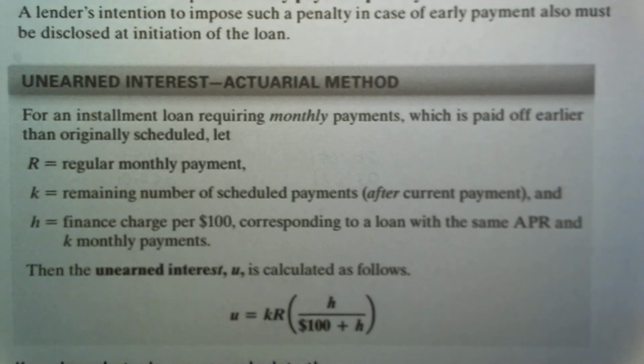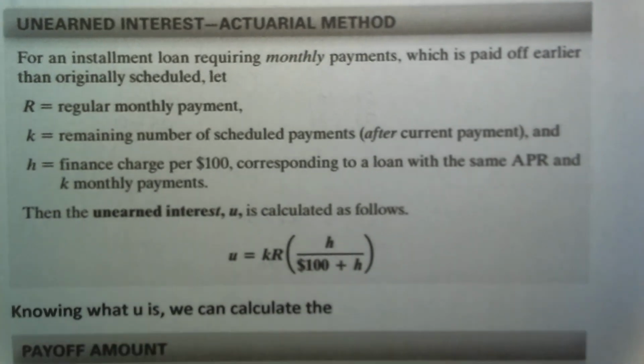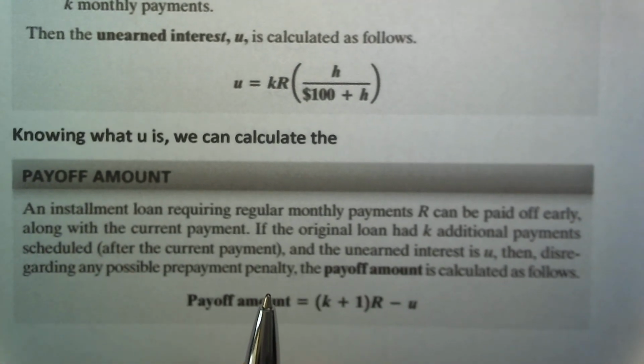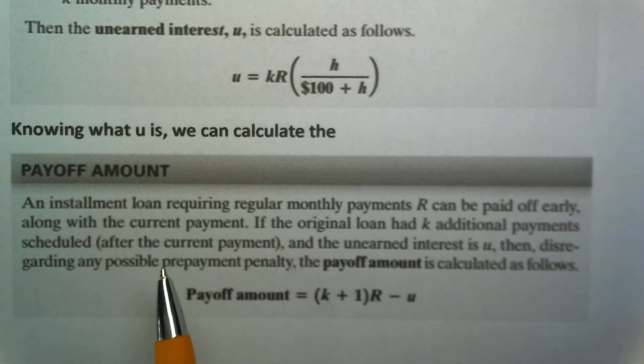Knowing what U, the unearned interest, is, we can calculate the payoff amount, and that's the next formula. The payoff amount is much easier to calculate then. Again, an installment loan requiring regular monthly payments R can be paid off early, along with the current payment. If the original loan had K additional payments scheduled after the current payment, and the unearned interest is U, then disregarding any possible prepayment penalty, the payoff amount is equal to K plus 1 times R minus U, the unearned interest.